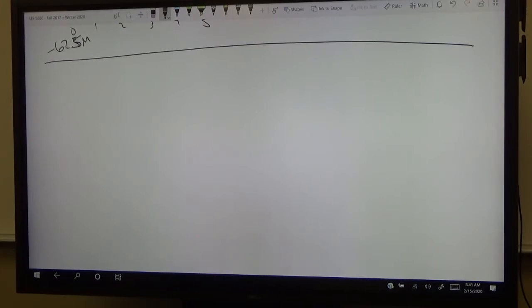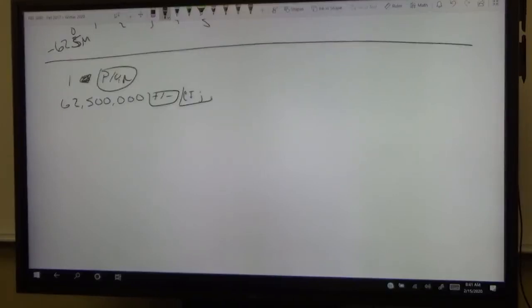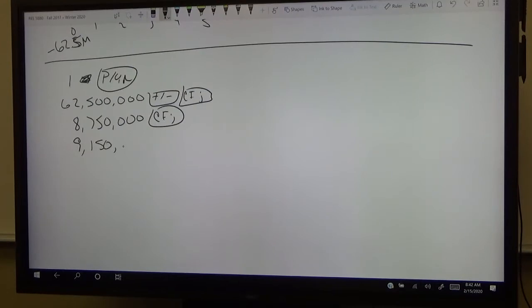So let's take a look at the second example, and once again, just the cash flow piece, to work out another example of it. One payment per year. In this case, 62,500,000 as our first cash flow, time period 0. Then 8,750,000 as a cash flow. And this is where we now have to use the cash flow function, because the next cash flow is going to be 9,150,000 as a cash flow.